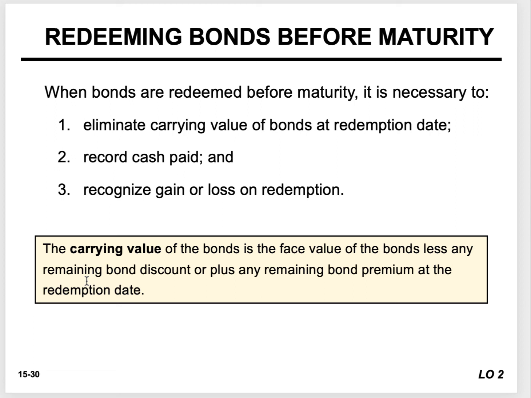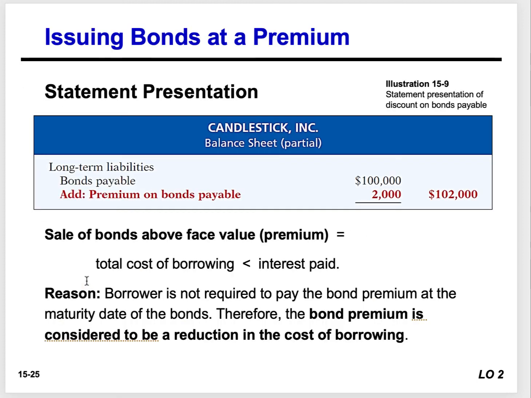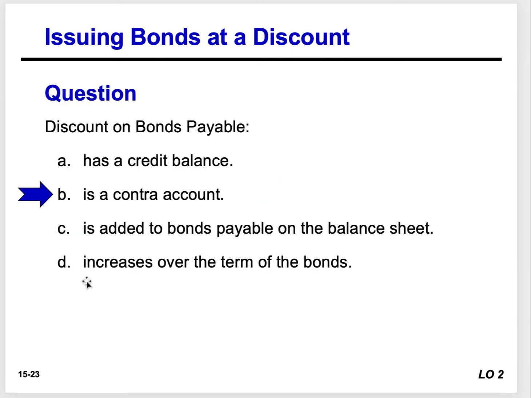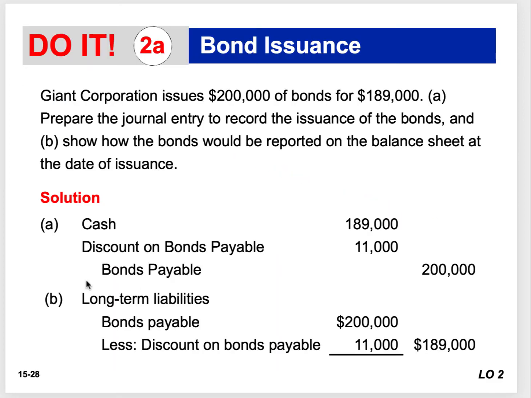We have to record cash being paid, and then we have to recognize whether we have a gain or loss on that redemption. When we're looking at the carrying value of the bond, that is the face value of the bond less any discount or plus any bond premium at the redemption date. That is just another way of saying, if I have a premium, I need to add it to the bonds payable. If I have a discount, I need to subtract it from the balance in the bonds payable. That's really all that's saying.